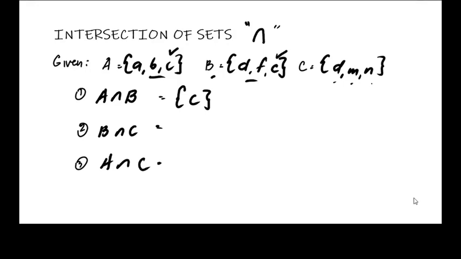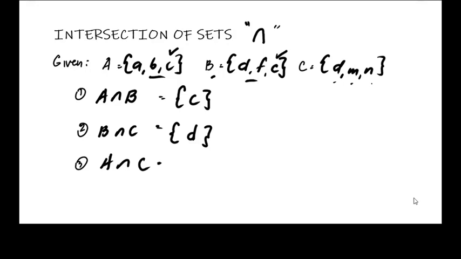Number 2, ano yung intersection ng B at C? So, yung B ay merong D, F, C, yung C naman ay merong D, M, N. So, ano yung sagot natin? Siyempre, yung common na element ng dalawang set is yung D. Therefore, that will be our answer. And don't forget, dapat nasa loob siya ng bracket. Last number. Number 3, what is the intersection of A and C?